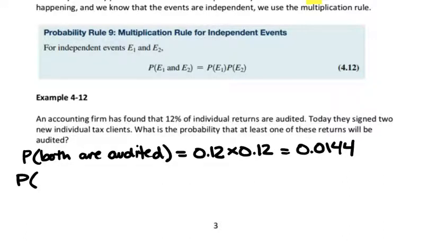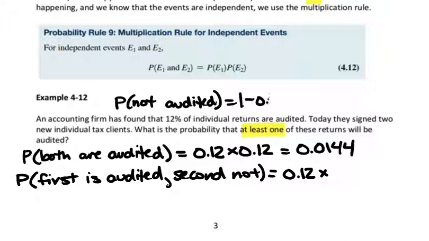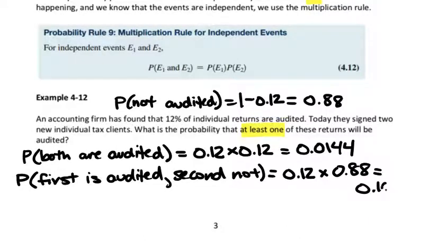Now, the question here is what is the probability that at least one of the returns is audited? So it could be that the first return is audited and the second is not. So the probability that the first return is audited is 0.12. Now the probability that a return is not audited, using the complement rule, would be 1 minus 0.12. Either you're audited or you're not. There's no other possible outcome. And so that's 0.88. So 0.12 times 0.88, which equals 0.1056.